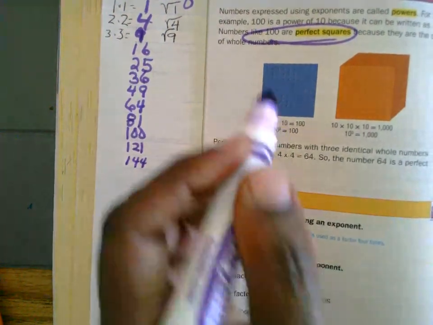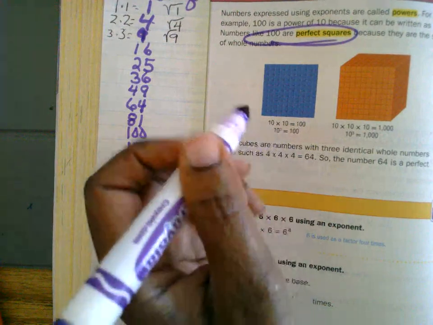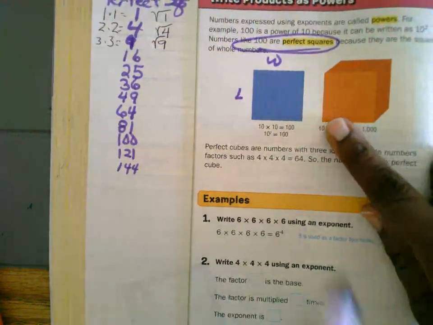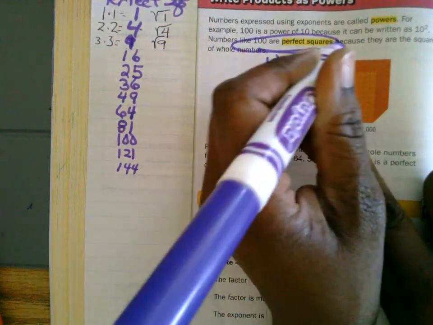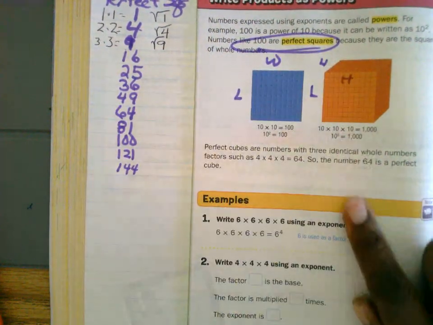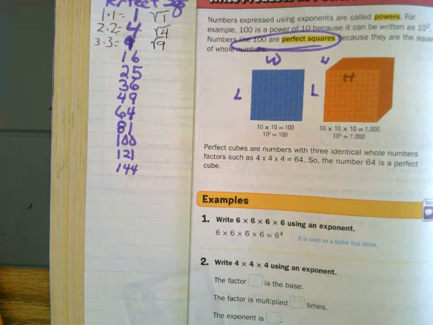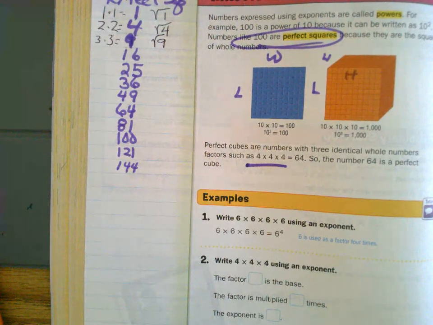Now, you see that this square is two-dimensional. That's why it has a little exponent of 2, because that is length times width. A cube, however, is three-dimensional. It's length times width, and it also has a height. So, a perfect cube will be something like 4 times 4 times 4, which is 64.